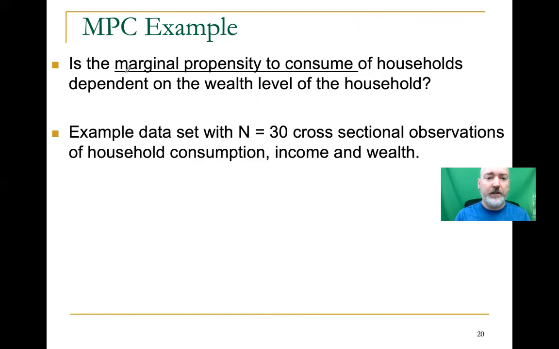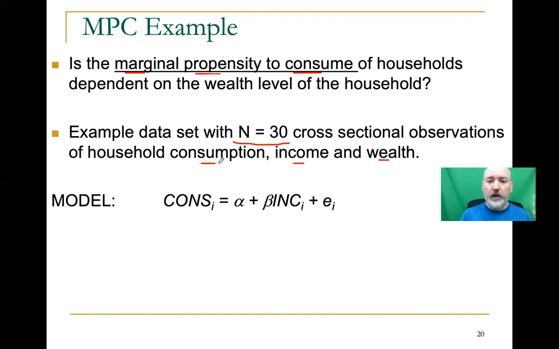The old classic Keynesian consumption function typically just has consumption as a function of disposable income. The slope of that function is the marginal propensity to consume. But a good question is, does that marginal propensity to consume for different households change as the wealth level changes? In other words, not everybody has the same slope of that function. Is that a hypothesis that we can test, a result that we can look for? And just playing around with a toy data set here of 30 cross-sectional observations. So household level income, wealth, and consumption data.